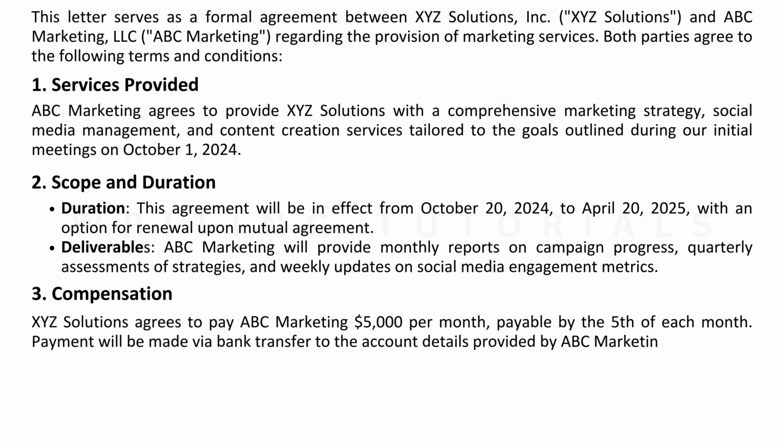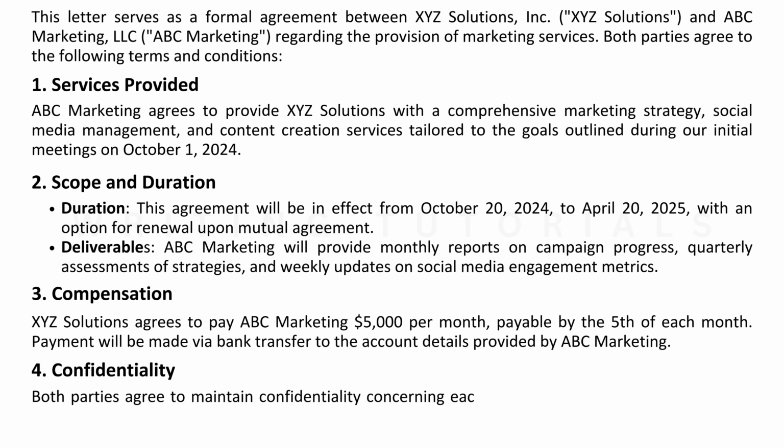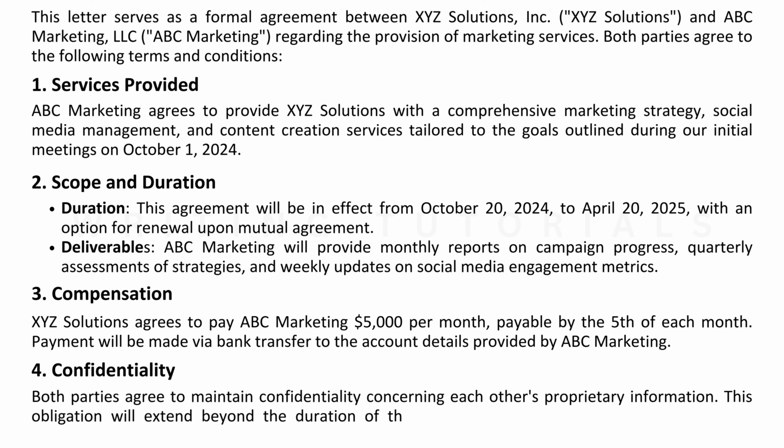After that, we come to confidentiality. This is where both sides agree to keep each other's information private. It can be helpful to mention how long this confidentiality will last, which in this case is for the entire duration of the agreement and an additional 2 years after. By having confidentiality spelled out here, both sides know their information is protected even after the business relationship ends.